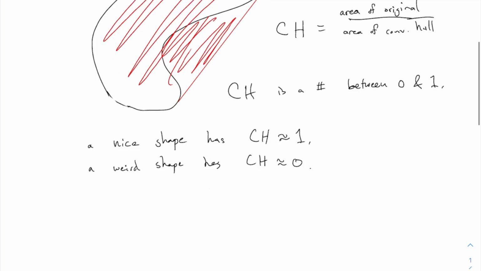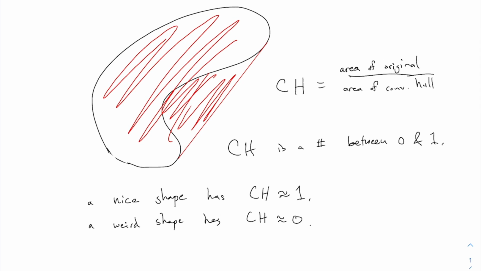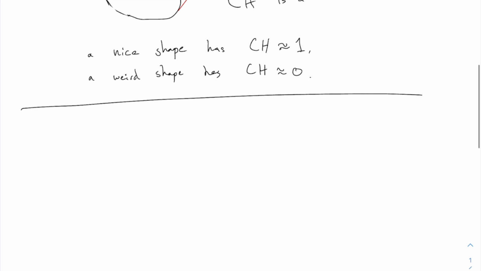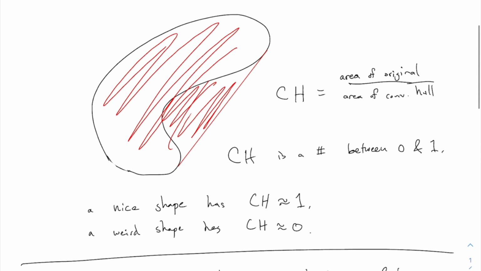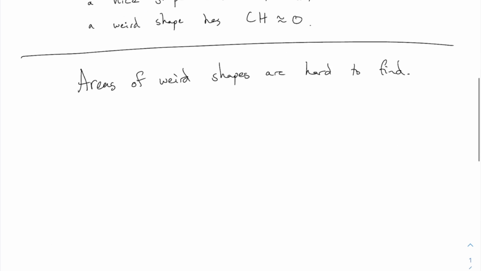The major problem with doing this in the real world is, how would you actually compute these numbers on a real map? The issue is areas of weird shapes are hard to find. Like when you're in high school, everybody learns how to find the area of a rectangle or a triangle or even a circle, that kind of thing. But just like a weird shape like this one that I drew right here, anybody know the formula for a shape that looks like this? The answer is no, there isn't really a formula for that. It's just a weird bean shape. Areas of weird shapes are hard to find.